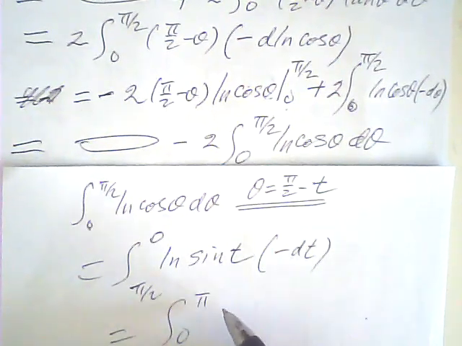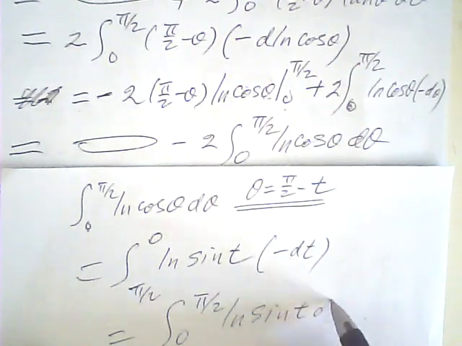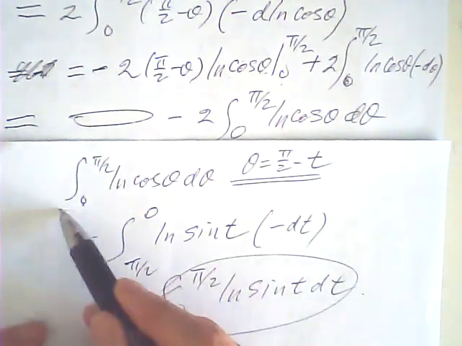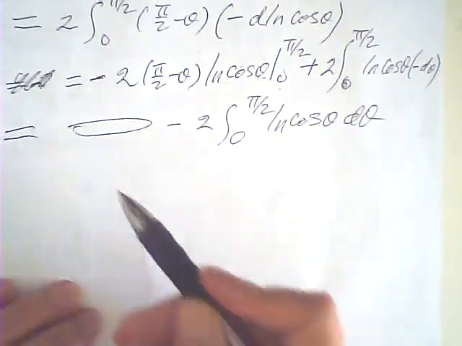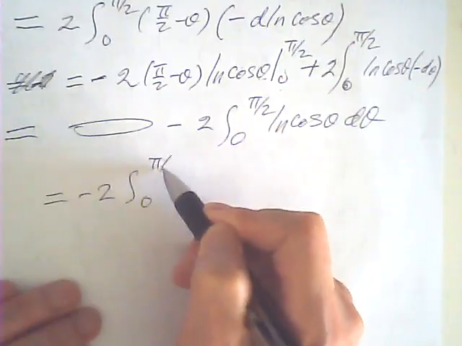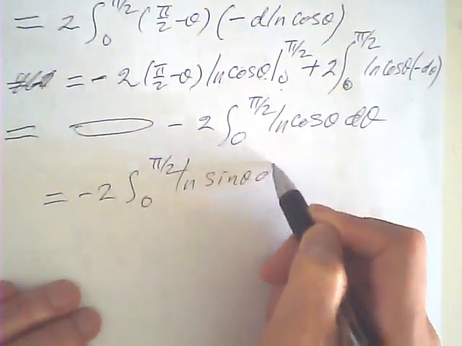So use this negative to switch them. So half pi log sine. See, what I want to say is this. This is equal to this. So sine, cosine, there's no difference. Okay. So this one is equal to negative half pi natural log sine theta.